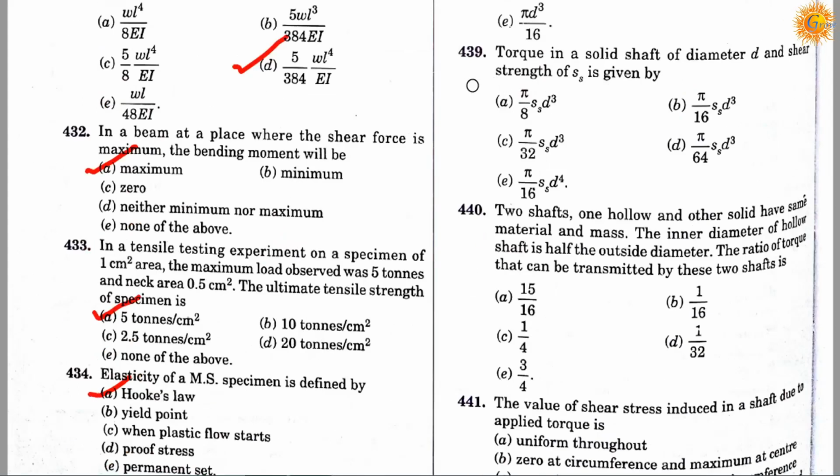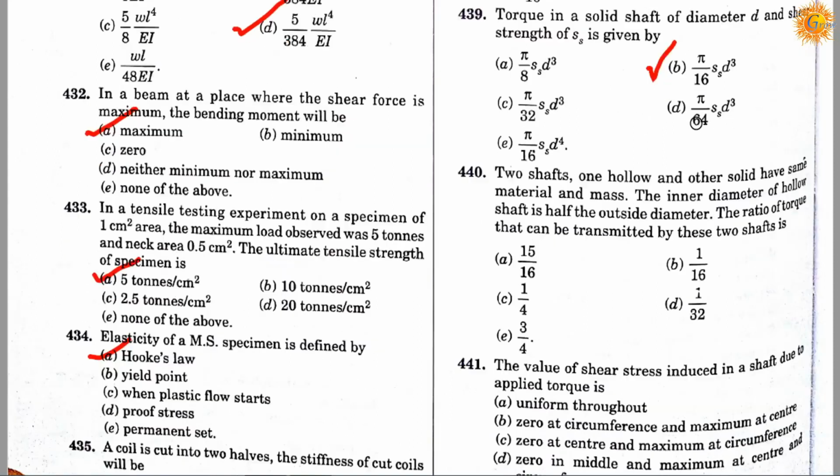Question number 439. Torque in a solid shaft of diameter D and shear strength of SS is given by option A pi SSD cube divided by 8, option B pi SSD cube divided by 16, option C pi SSD cube divided by 32, option D pi SSD cube divided by 64, option E pi SS power D power 4 divided by 16. Correct answer is B, it will be pi SSD cube divided by 16.